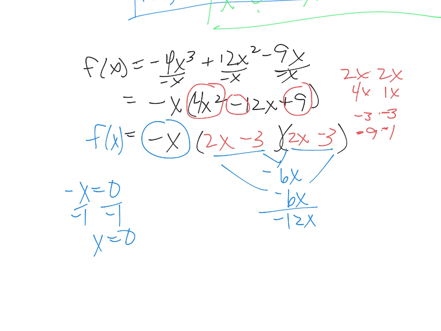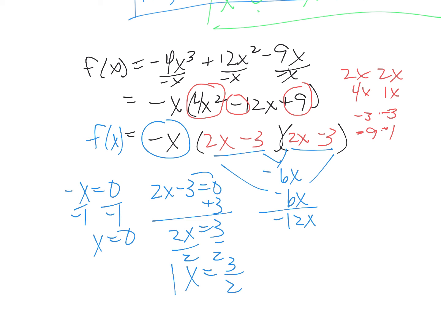I'm going to set both of these equal to 0. They're both going to be the same solution, right? So we're going to add that 3 over. So 2x equals 3, divide by 2. So x equals 3 halves. And I should have 3 solutions, but there's 2 of these, right? So it hits that 3 halves twice.